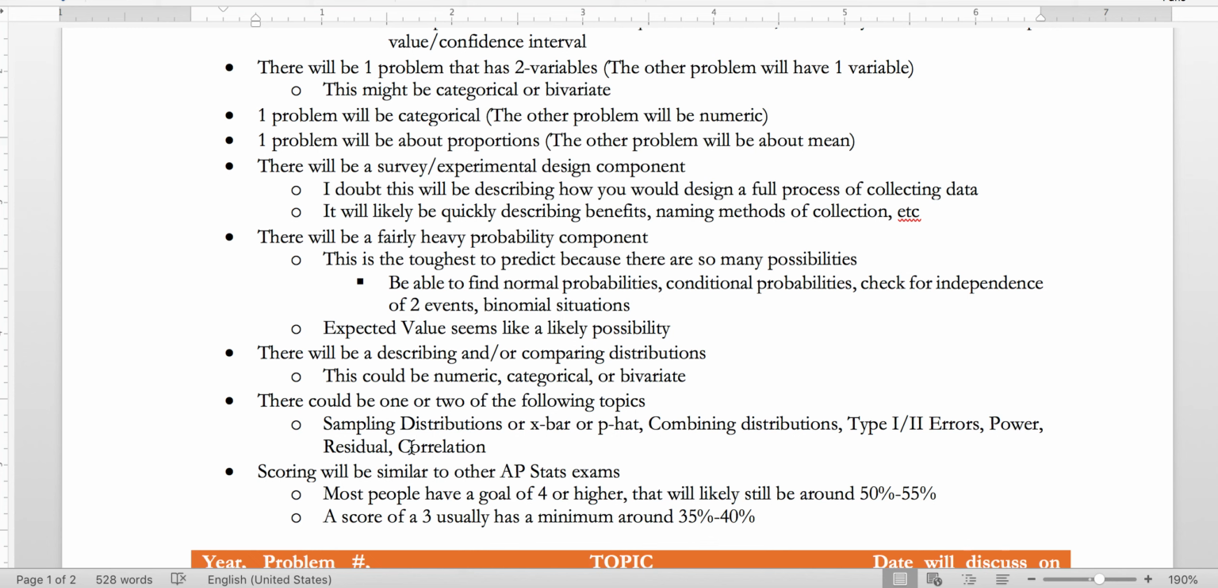And then my last prediction is that I think the scoring is going to be fairly similar to other AP exams. So, this is a very different kind of test. It's much shorter. There's no multiple choice, obviously.